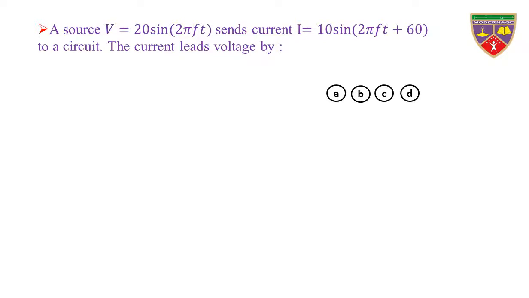A source V is equal to 20 sine 2 pi ft sends current I is equal to 10 sine (2 pi ft plus 60) to a circuit. The current leads voltage by option A 2 pi, option B pi, option C pi by 2, option D pi by 3. The key is pi by 3. Therefore, the correct option is D.